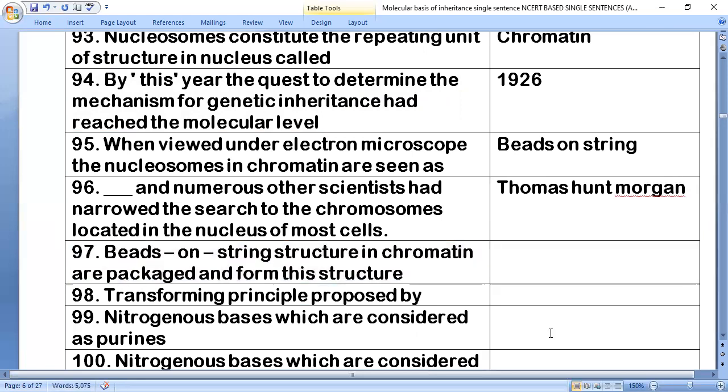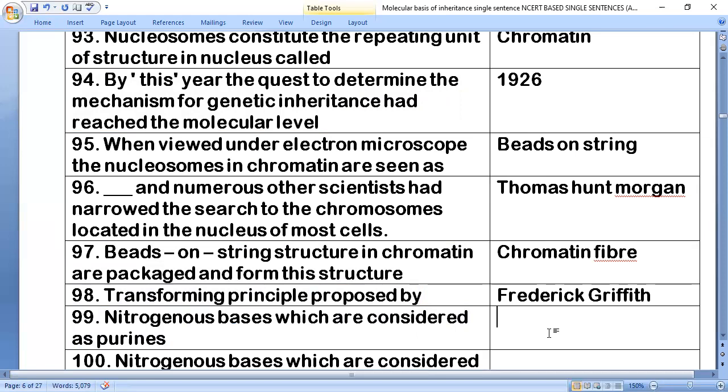The beads on string structure in chromatin is packaged and forms this structure: chromatin fiber. Transforming principle was proposed by Frederick Griffith.